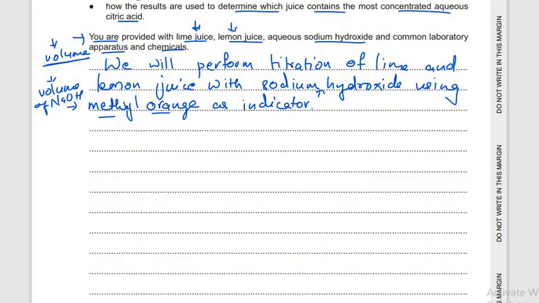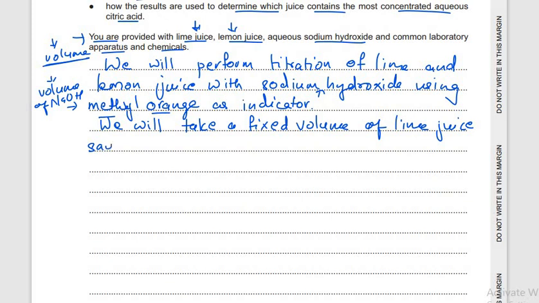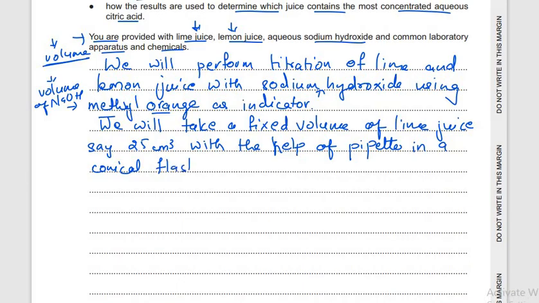So we can say that we will take a fixed volume of lime juice. You can mention any juice first. So a fixed volume of lime juice, say 25 centimeter cube, with the help of a pipette. So we are mentioning here the apparatus which we are using. With the help of a pipette, you can also mention volumetric pipette, in a conical flask. So we are transferring 25 centimeter cube of the lime juice with the help of a pipette into a conical flask.